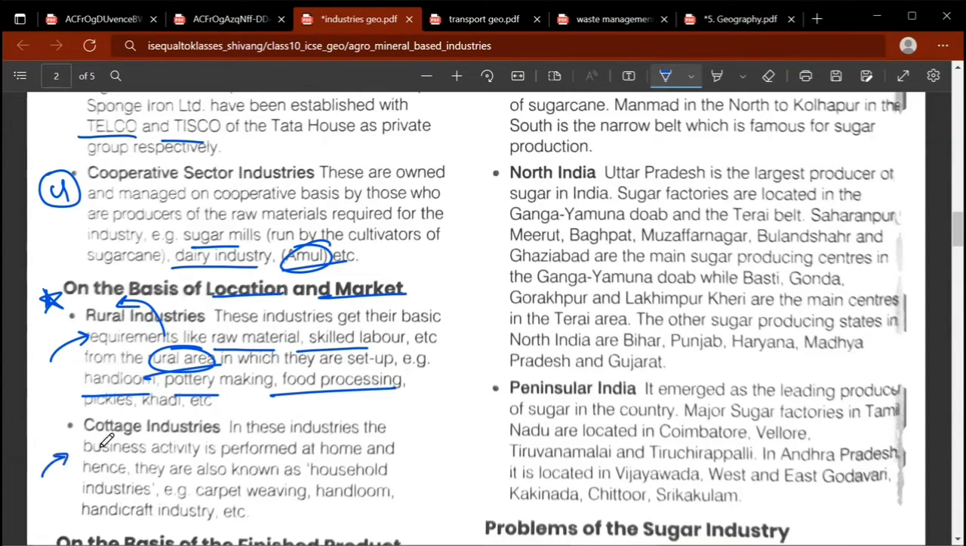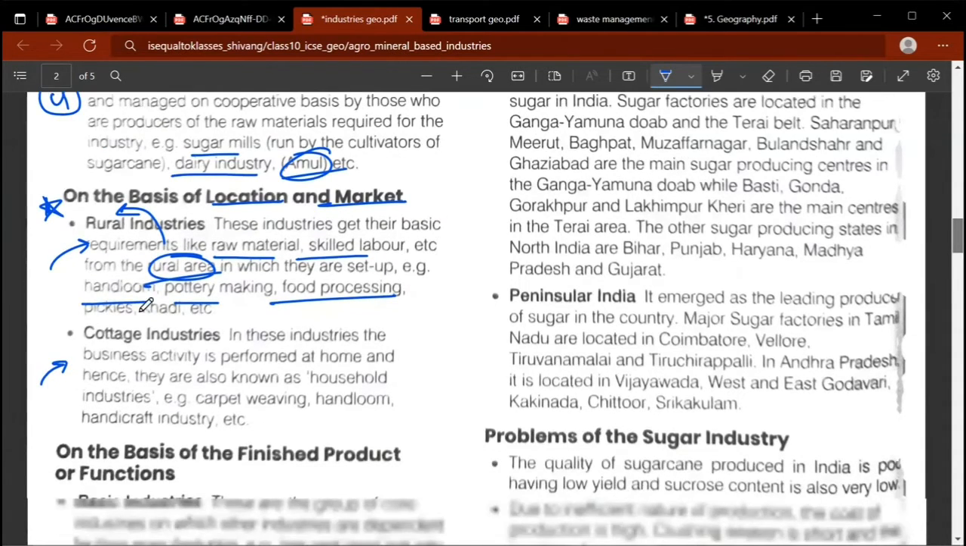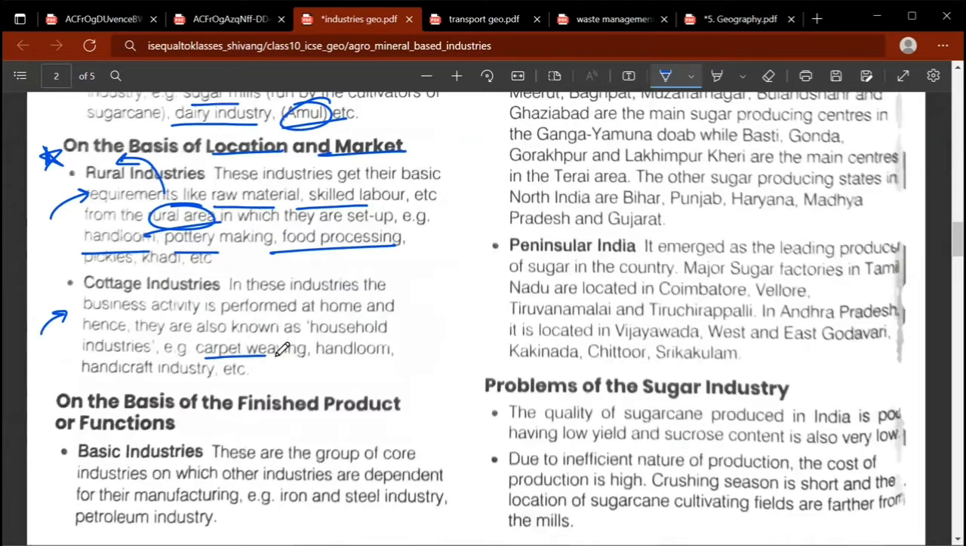Now we move on to cottage industries. In these industries, the business activity is performed at home and hence they are known as household industries. Example, carpet weaving, handloom, handicraft industry, etc. So remembering these examples of various types of industries is also very important. And then finally, on the basis of the finished product or functions.